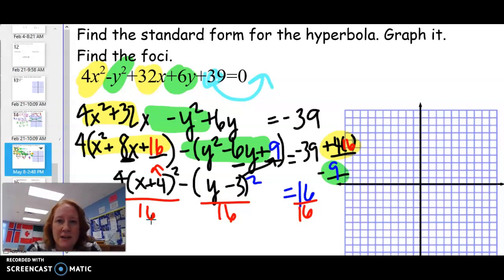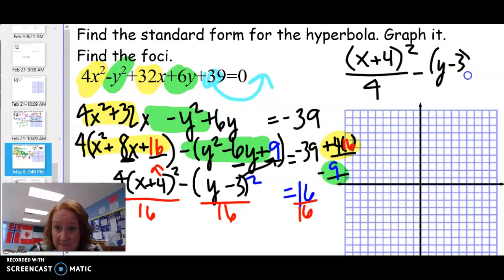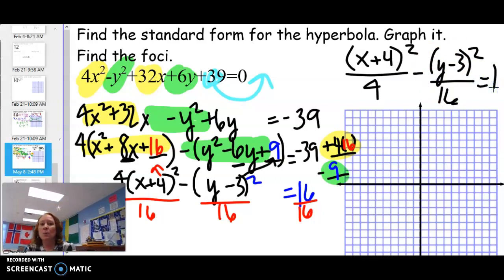So I'm going to just write up on the top here. What that means is I now have x plus 4 all squared over 4 over 16 simplifies to 1 over 4, minus y minus 3 all squared all over 16 equals 1. Okay, now I would like you to pause it and graph that to the best of your ability, and we'll meet back in a moment, all right?